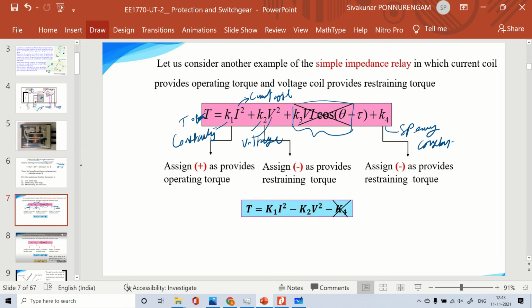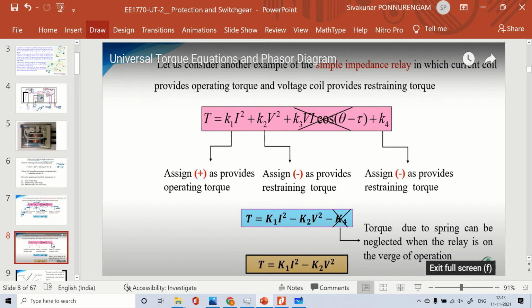So this is in the overcurrent relay. I is the actuating quantity, and the voltage part we are using as a restraining quantity. Again, the spring constant may be used. So the torque of the relay is a function of the voltage, current, voltage constant, current constant, and we can consider the spring constant also, right?